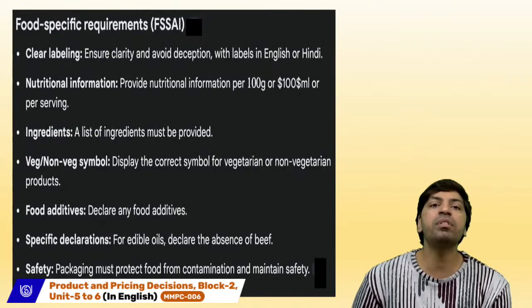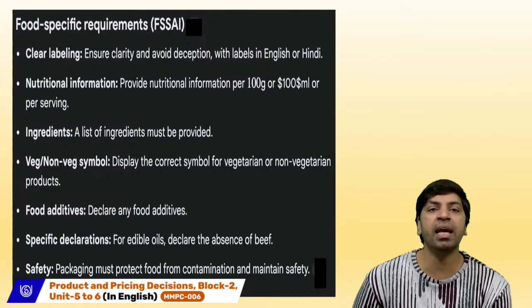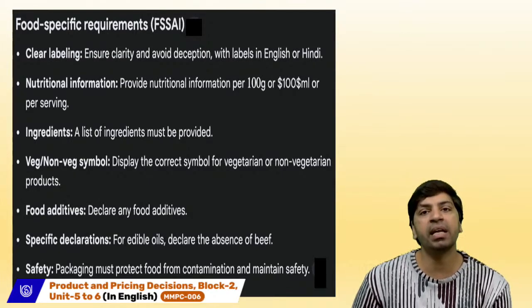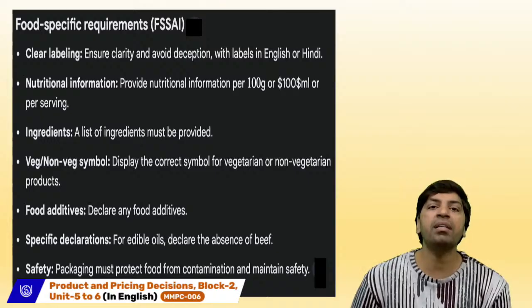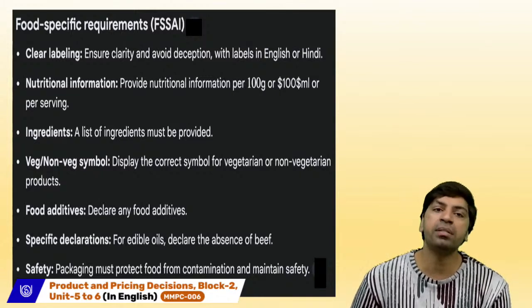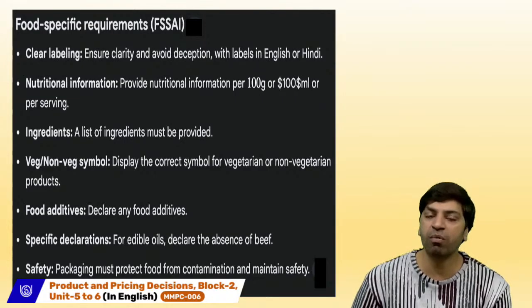Next are the food-specific requirements, which are called FSSAI. It's like clear labeling, ensuring clarity and avoiding deception, with labels in English or Hindi. Provide neutral information, like kgs or ml or per serving. Ingredients: a list of ingredients must be provided.